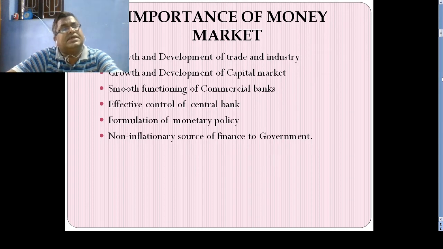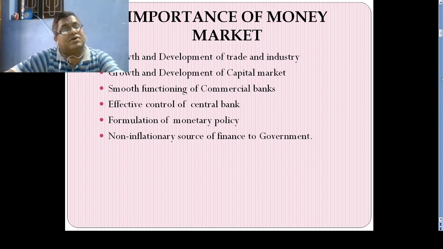My dear students, the next one is the formulation of monetary policy. Monetary policy is a true indicator of the state of economic conditions of a particular country. The government formulates or revises the monetary policy depending upon the monetary conditions in the market. Monetary policy concerns the availability of funds in the central bank, and through it the base rate and the rate of interest can be determined and policy formulated by the government.